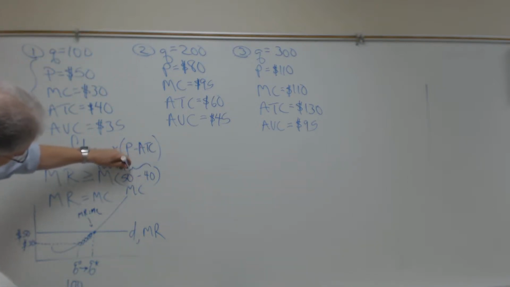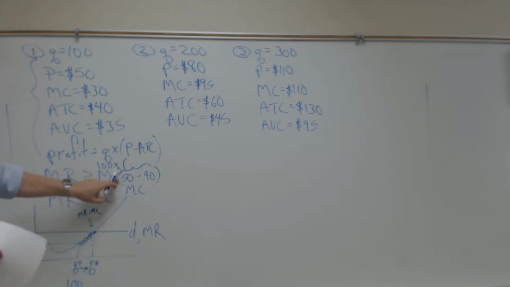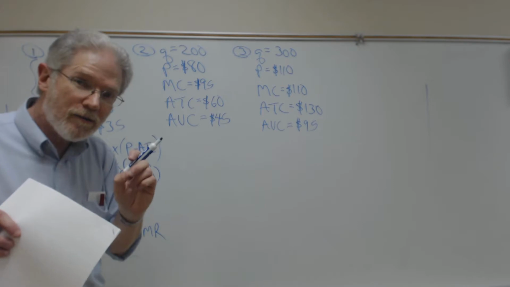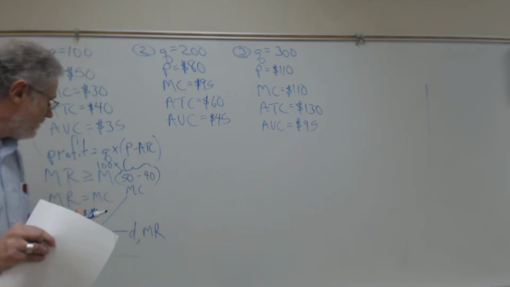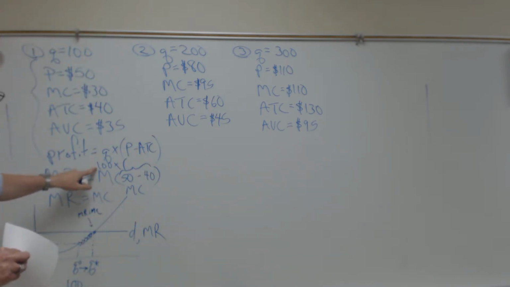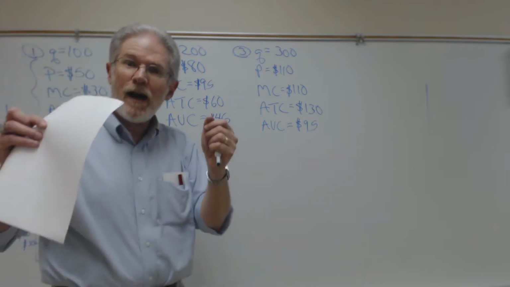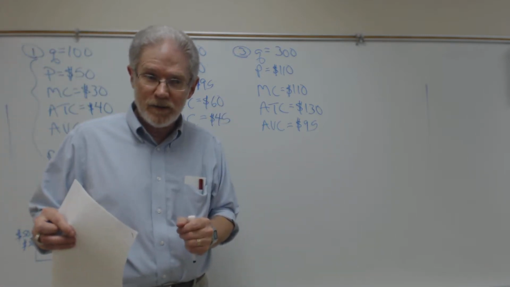Think about what that means. Price is 50, ATC is 40. The firm is making $10 of profit per unit. It's selling 100 units. So this firm is making $1,000 of profit at its current level of output.